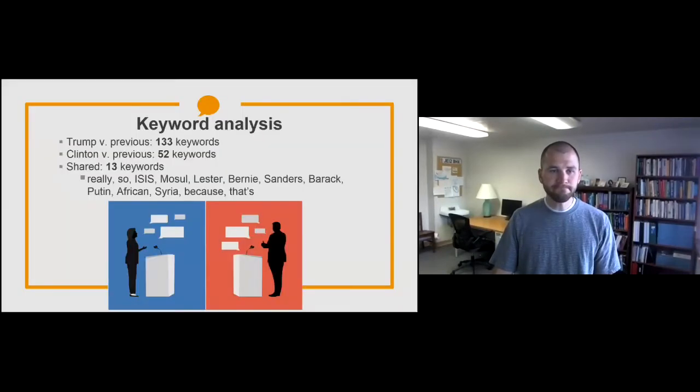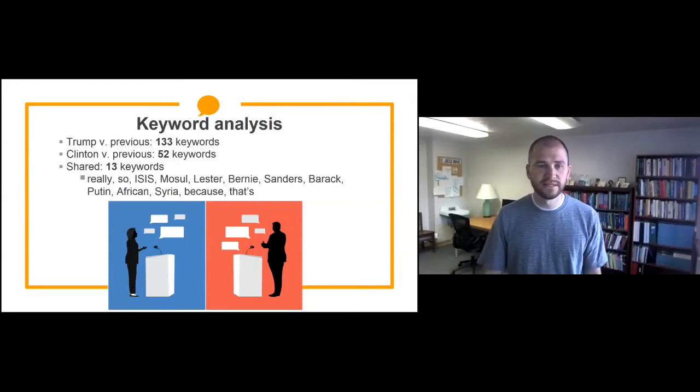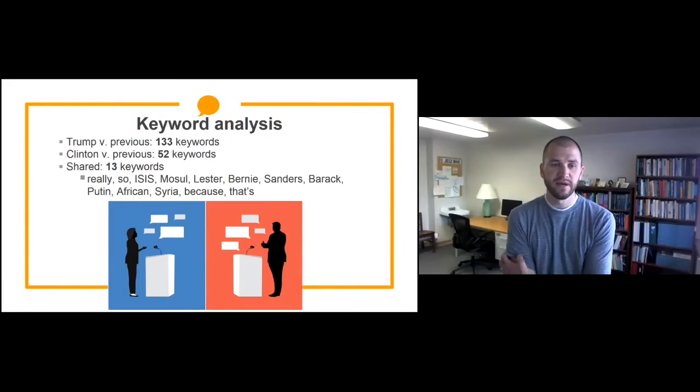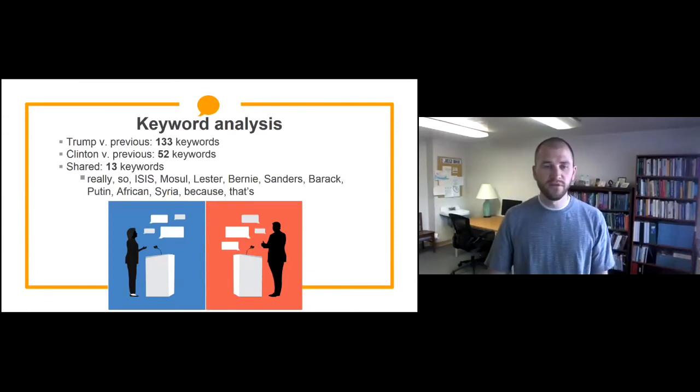Okay, so the keyword analysis revealed 133 keywords that were on Donald Trump's list and only 52 keywords for Hillary Clinton. This shows that Donald Trump uses 2.5 times more words that are key to him than his opponent did, showing, I think, that his style is more distinctive. There were 13 keywords that were shared by the two. So those are not counted in the 133 and the 52.